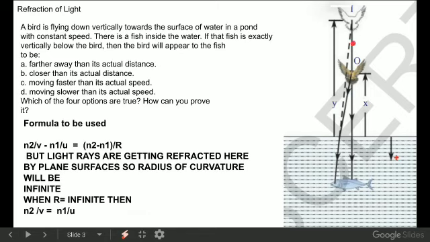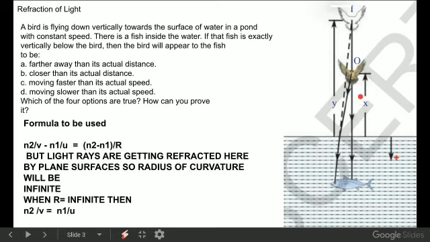First, the light rays are moving in the air. Why? Because the light rays moving from the bird to the fish are important to us. So the light rays first move in the air, then they enter into the water. Here the first medium is air, the second medium is water, and the refractive index of the first medium, n1, is 1, and the refractive index of the second medium, that is water, is n.